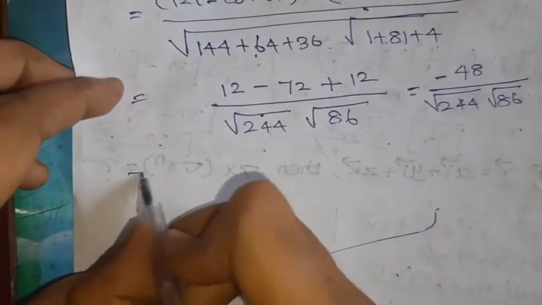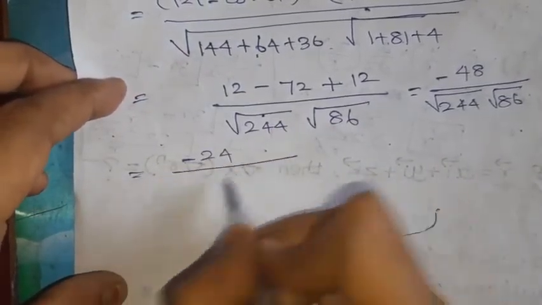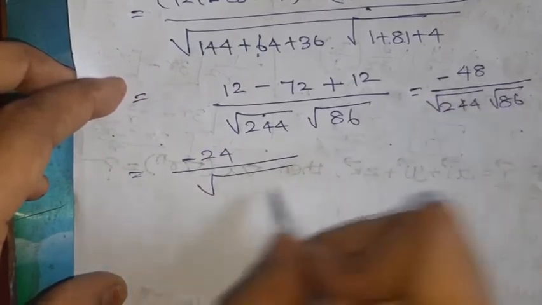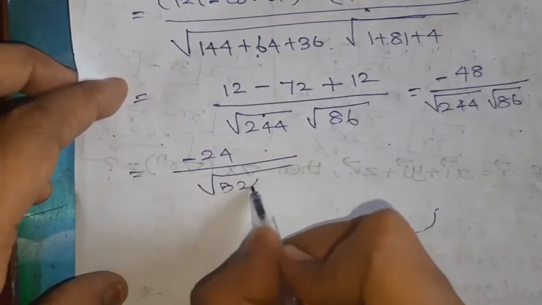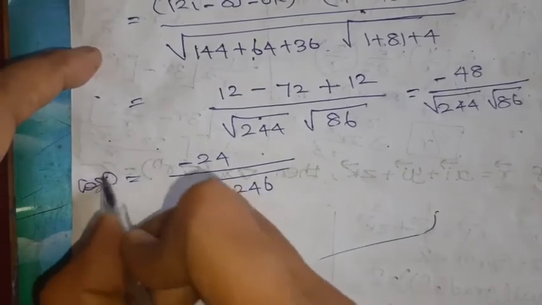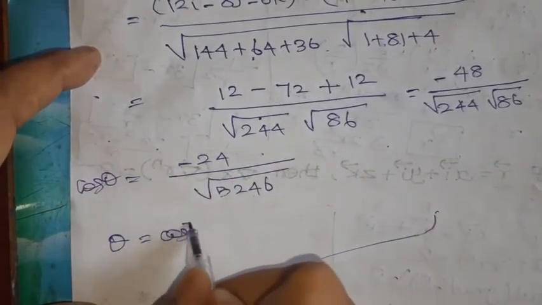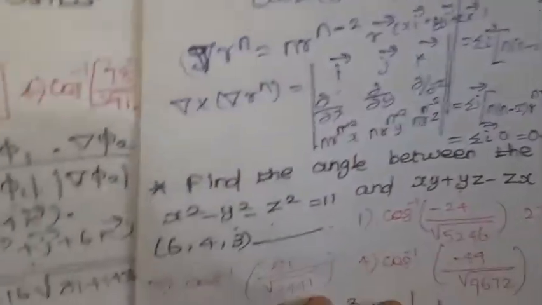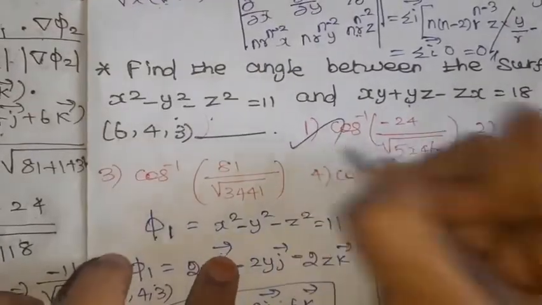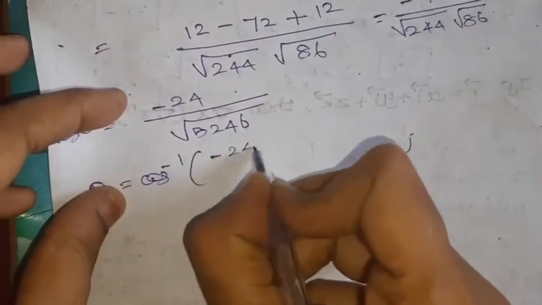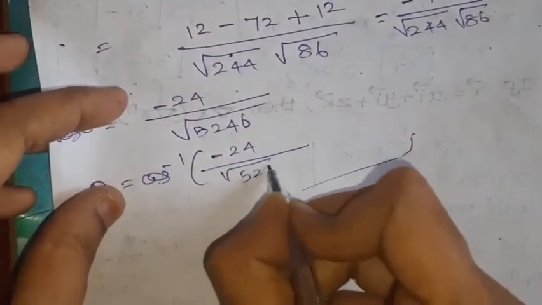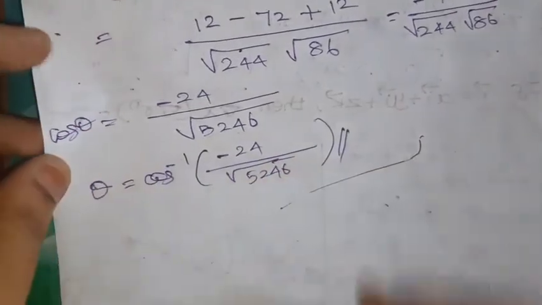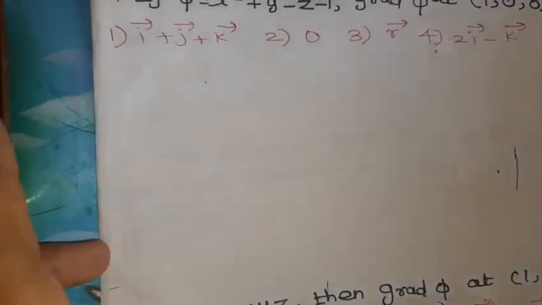By simplification we will get minus 24 divided by square root of 5246. This is cos theta. What is theta? Theta equals cos inverse of this term, minus 24 divided by square root of 5246. Option 1 is the answer. Okay, we'll move on to the next problem.